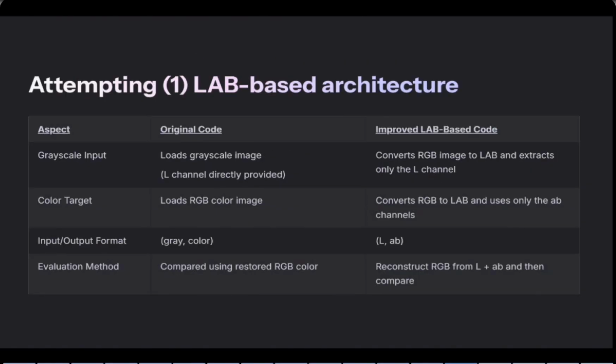This time I'll share our attempt with the LAB color space-based model and the challenges we encountered. The original model took only grayscale images as input and directly predicted RGB images, which resulted in high complexity. To address this, the LAB color space-based model converts RGB images and uses only the L channel as input, while setting the A and B channels as prediction targets. The predicted AB channels are then combined with the input L channel and converted back to RGB.